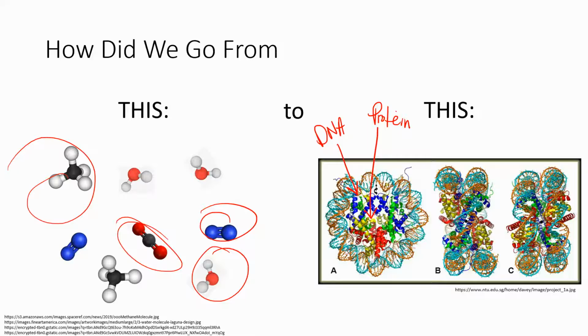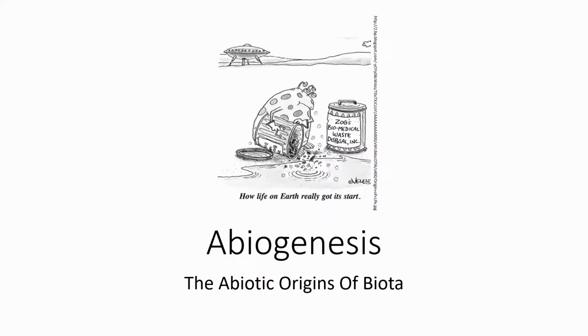So how did we go from really simple, tiny molecules to super complex, highly organized molecules? That's what we're going to discuss in this lesson. So that leads us to abiogenesis, or the abiotic origins of life on the planet.